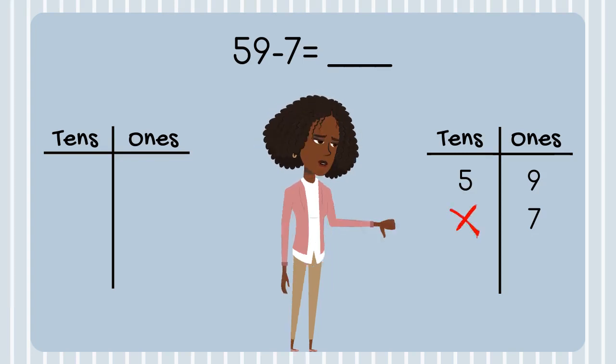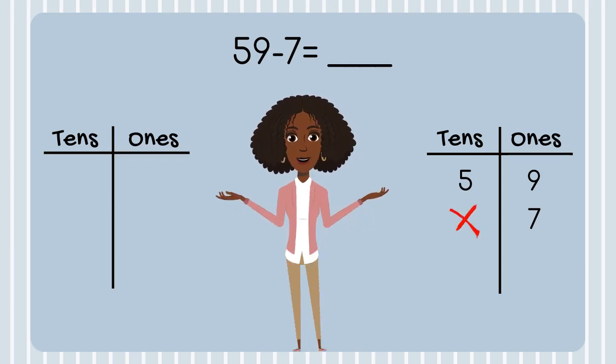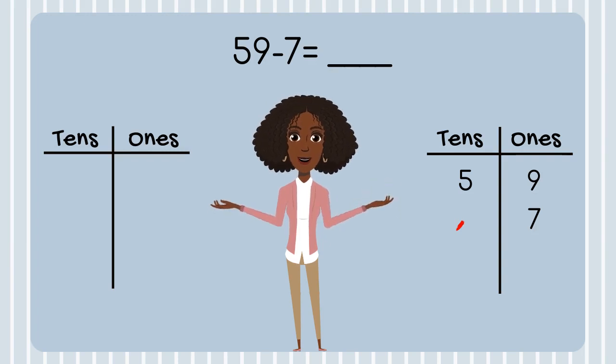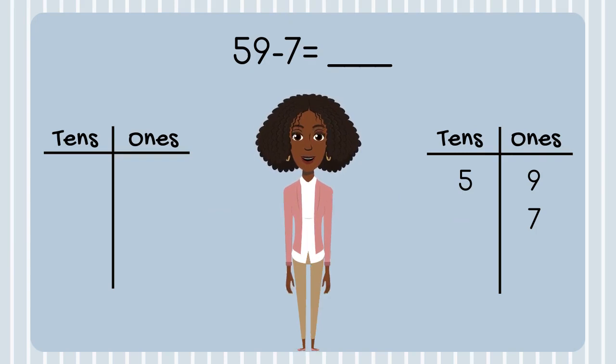I can't place it in the tens place because that would mean I have 7 tens and 0 ones, which would make the number 70. And my equation is not 59 minus 70. So I'll place my number 7 in the ones place. 59 is my total, and I need to subtract 7. So I'll model the number 59 with place value blocks.